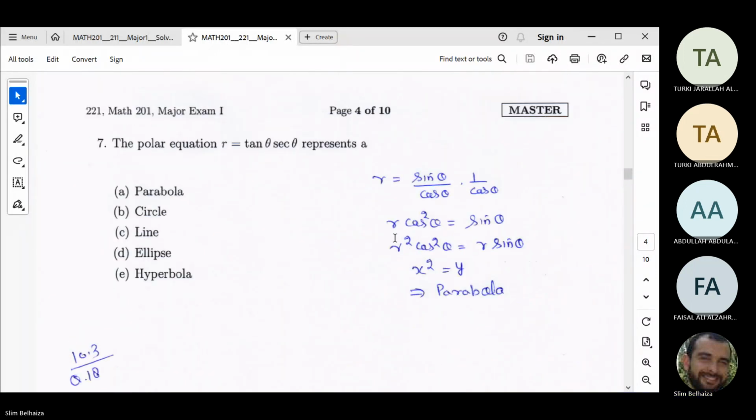10.3. Question 7. The polar equation given by r equals tan theta secant theta. What does it represent? Here you're going to play with the expression, and that's what they did.